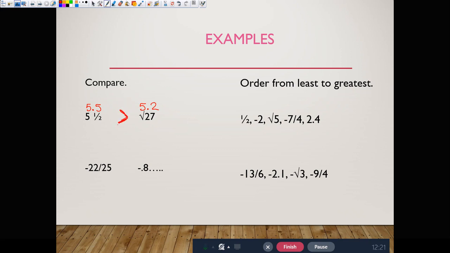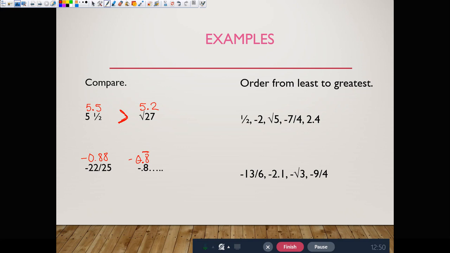Okay. Negative 22 divided by 25. I need you guys to type that in your calculator. I don't have one. Negative 0.88, and it doesn't keep going, right? And then this one is negative 0.8 repeating. So this means this one goes on forever. So this one would be further down on my number line. So which one is larger?